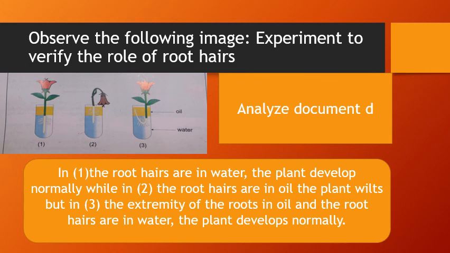So I'm going to repeat. In one, the root hairs are in water. The plant develops normally. We are saying what we see. While in two, the root hairs are in oil. The plant wilts. But in three, the extremity of the roots is in oil, as you can see, and the root hairs are in water. The plant develops normally.